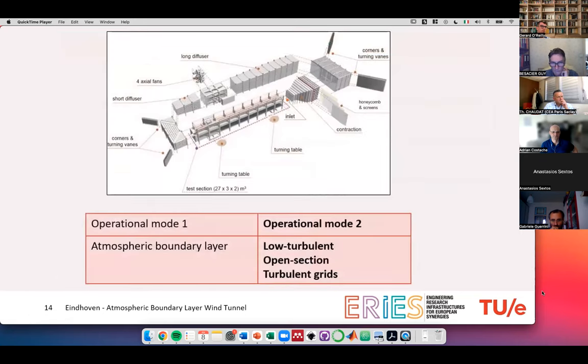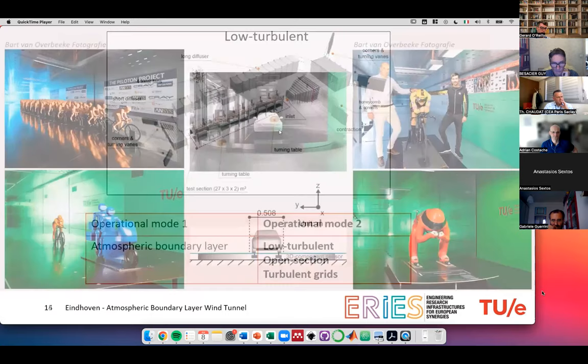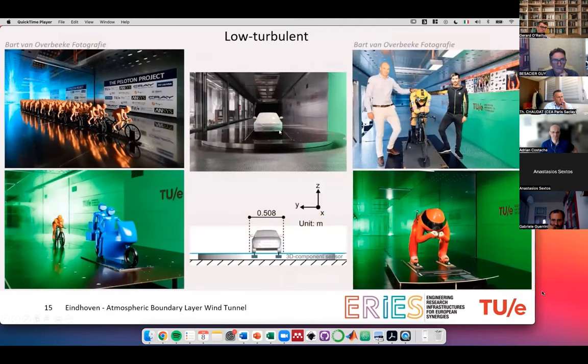So to the second mode, for which we use the turntable closer to the inlet, we test objects which don't require an atmospheric boundary layer flow. So this is why we call it the low turbulent part. And here from the top left, you can see cyclists in a peloton. The interest of this test was to assess the drag of each individual cyclist in the peloton.